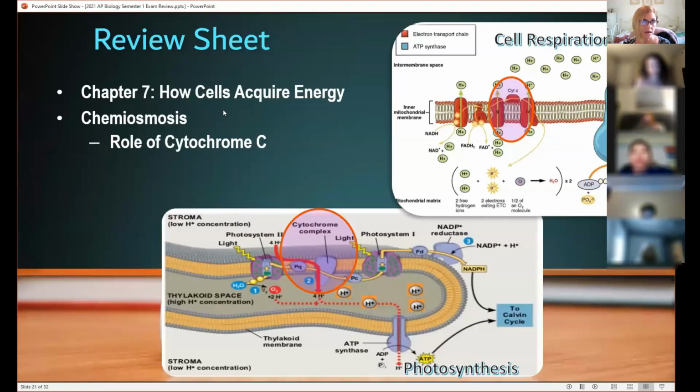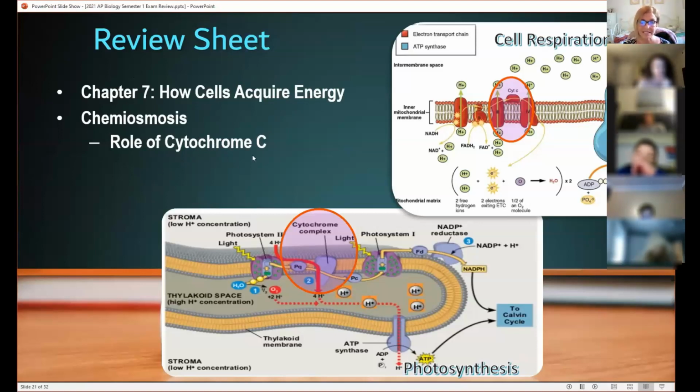Chapter 7, chemiosmosis is the biggest piece. I don't think there's really any questions that directly relate to photosynthesis, so don't spend a lot of time there. What you want to be familiar with from photosynthesis is the electron transport chain, and it's also in cellular respiration.